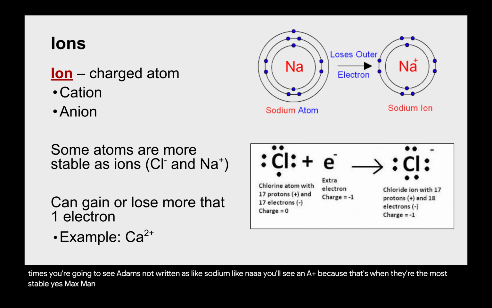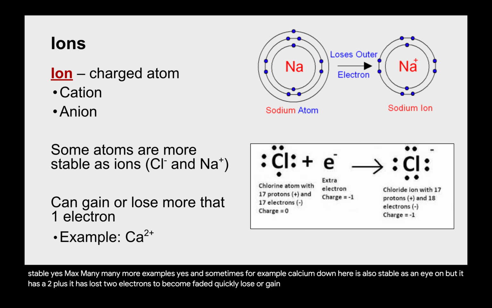There are many, many more examples. Sometimes, for example, calcium down here is also stable as an ion, but it has a 2 plus, meaning it has lost 2 electrons to become stable. So it can lose or gain more than just one.